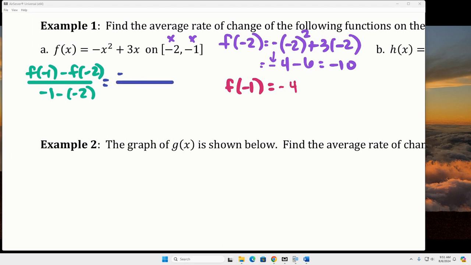So it was negative 4 minus negative 10. I hate writing minus a negative. Are you guys okay if I just do plus positive 10? Okay. And then same thing here. That is just going to be 1 down there. All right, and then that is going to be 6.